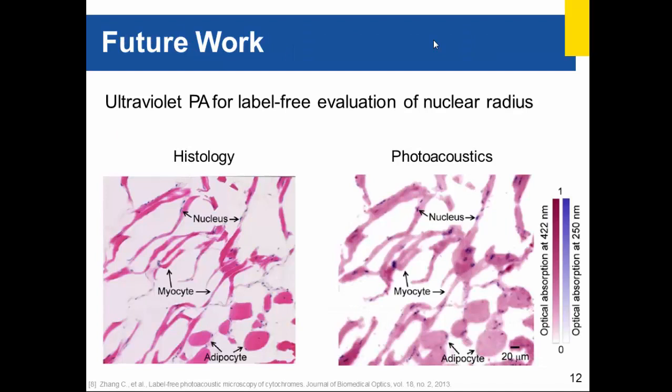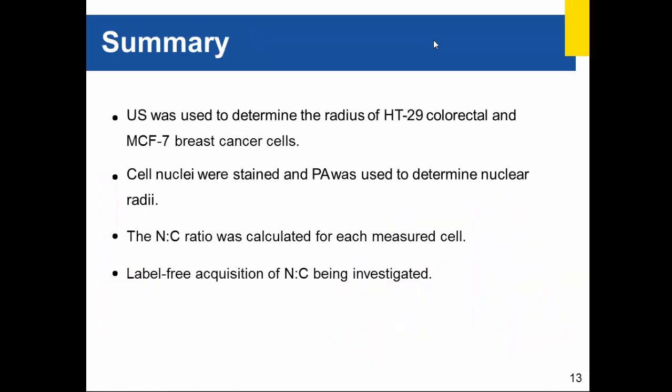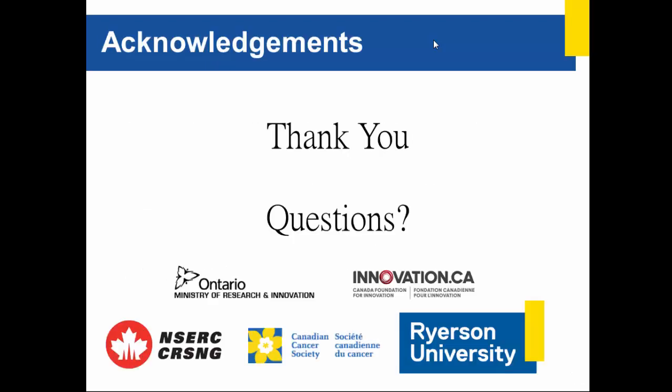In the previous work for the photoacoustic signal emission, we used a contrast agent, DRAQ5. The next step in this work is to use ultraviolet photoacoustic signal for label-free evaluation of the nuclear radius. In summary, ultrasound was used to determine the radius of HT29 and MCF7 breast cancer cells. Cell nuclei were stained, and photoacoustic signals were used to determine the nuclear radii. The nucleus-to-cytoplasmic ratio was calculated for each of these measured cells, and we are now investigating the label-free acquisition of the nucleus-to-cytoplasmic ratio. Thank you.